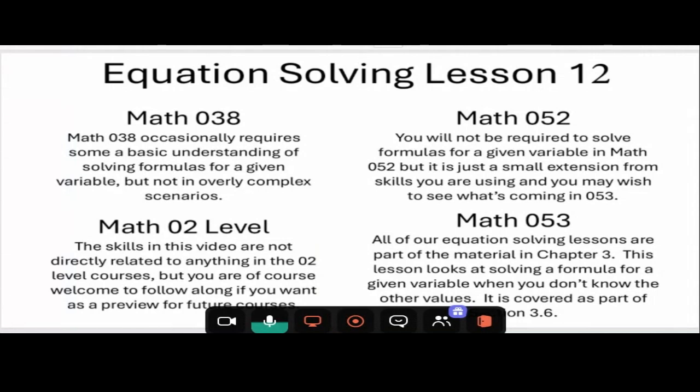Okay, we are starting in on our final little lesson on equation solving. By the end of this lesson, we will have touched on everything that you see in Math 053. Not every single type of question that can possibly come up, obviously, but every main concept.